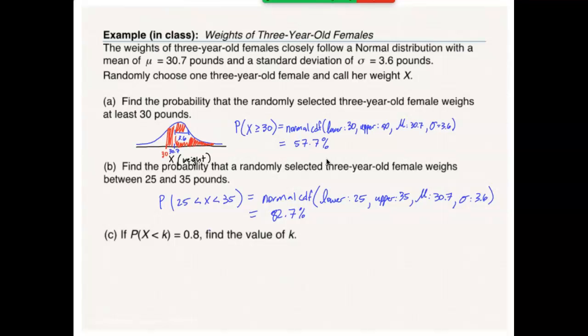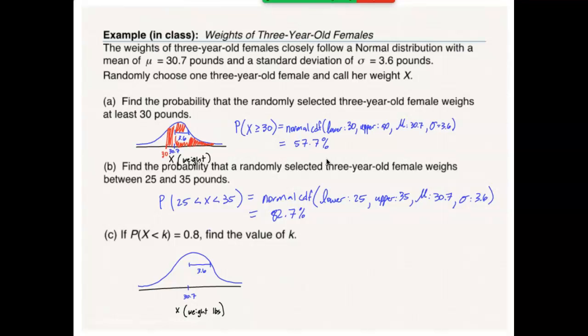Okay, so now we're given that the probability that X is less than k is 0.8, and they want us to find the value of k. So again, I'm just going to sketch that situation out. There's my distribution. My mean is 30.7. My standard deviation is 3.6. This is x, which is weight in pounds. And then they tell us that there's some value k such that if x is less than k, we would get back a probability of 0.8 or 80%.